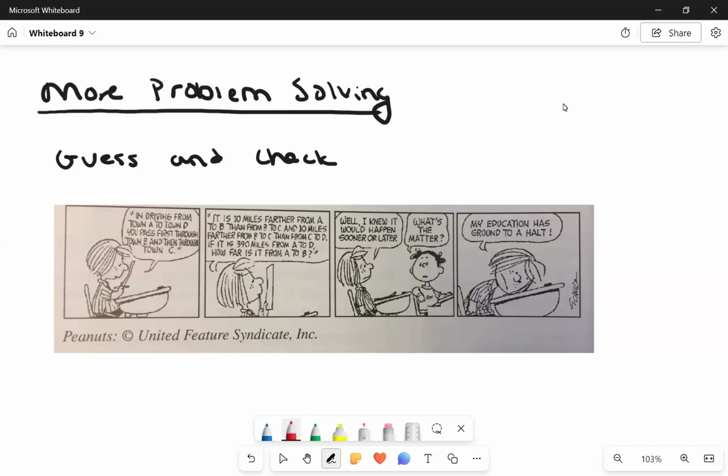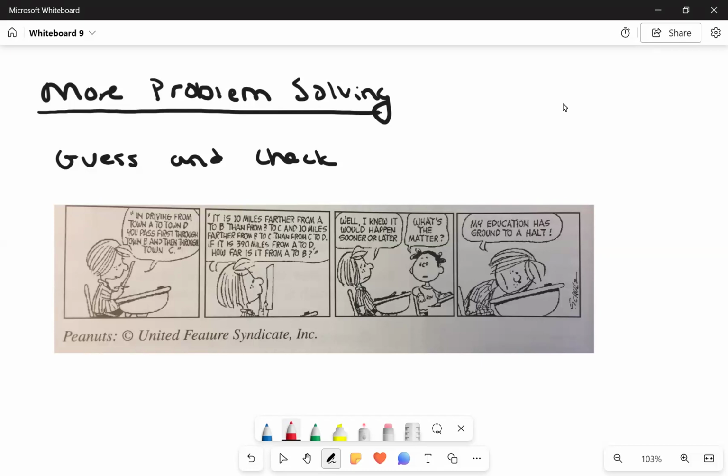But here we go. This little comic, he used to love doing crazy math problems, and some of them are really fun to actually solve. Okay, so here we go. In driving from a town A to town D, you pass through town B and then through town C. It is 10 miles farther from A to B than it is from B to C, and 10 miles farther from B to C than it is from C to D. If it is 390 miles from A to D, how far is it from A to B?